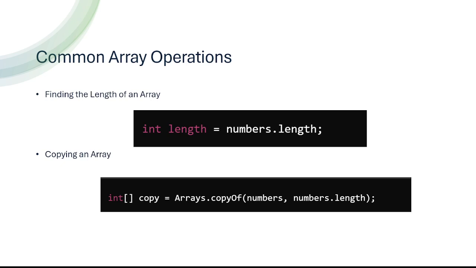Here are some common array operations. First, we have finding the length of an array. So every array has a length property that tells you the number of elements it can hold. Next is an example of copying an array, and you can copy an array using methods like System.arraycopy or the Arrays.copyOf method, which is shown in this example.